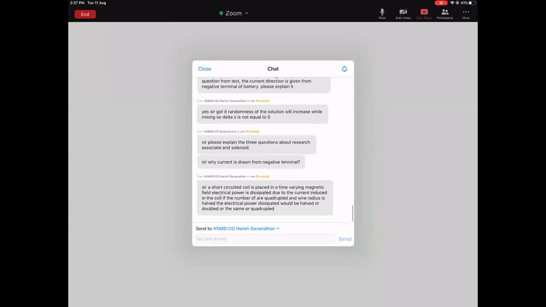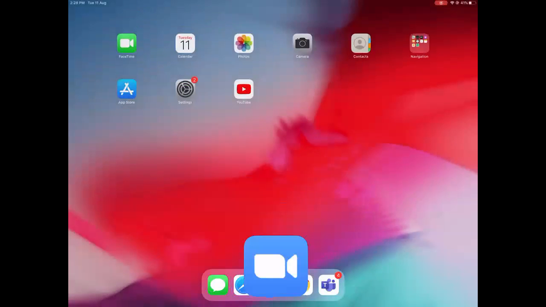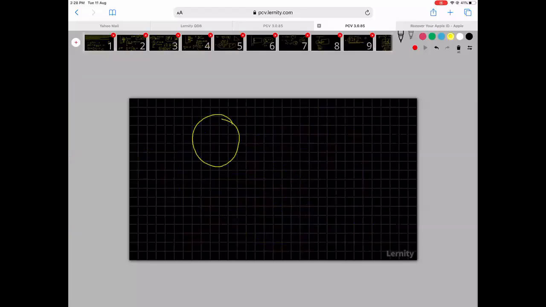Okay, then a short circuited coil is placed in a time varying magnetic field. Electric power is dissipated. The way we can go ahead with it is, first understand that there is a coil. So suppose there is a coil having N turns in a time dependent magnetic field B(t). So N B(t) into pi into r squared. This is going to be the flux.